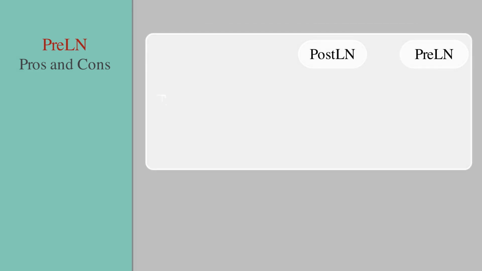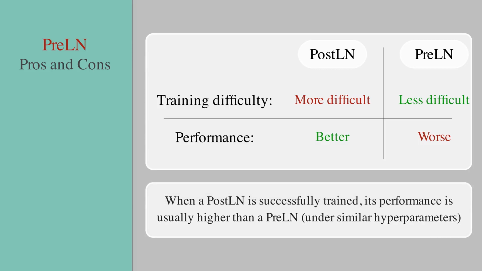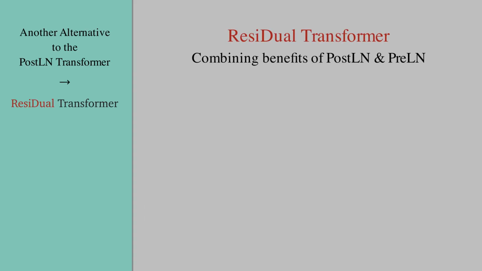So to summarize this comparison and put it into simpler terms, we can say that training a PostLN model is harder than training a PreLN model because it requires the warm-up stage and also more hyperparameters to tune. But when a PostLN model is successfully trained with a set of hyperparameters that are carefully tuned, the performance of PostLN is better than the performance of a PreLN that is trained using the same hyperparameters. So far we have seen two architectures, the PostLN and the PreLN, and each one has some pros and cons.